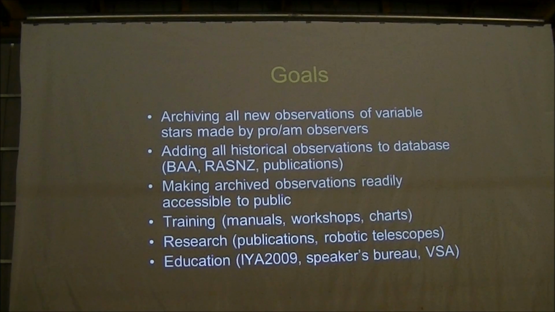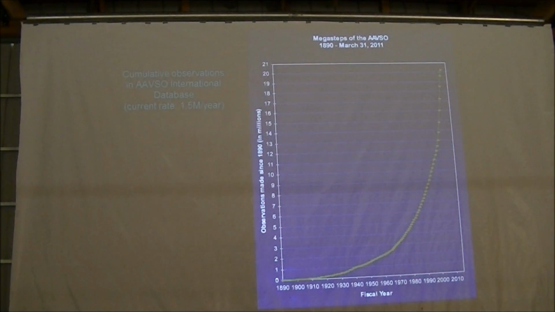We do a lot of training, so we have manuals that are available if you want to learn how to do variable star observing, either with visual observing or photoelectric or CCD or any of the other techniques. We have a manual that allows you to do that. We also hold various workshops in conjunction with our meetings. And then we do our own research with some robotic telescopes that the AAVSO has, and if you are a member, you have access to them. And like I said, we have about 20 million observations.